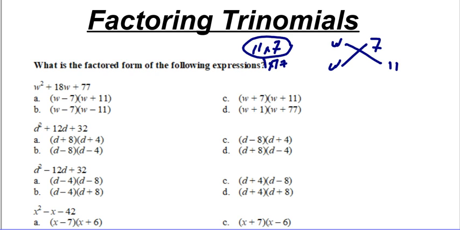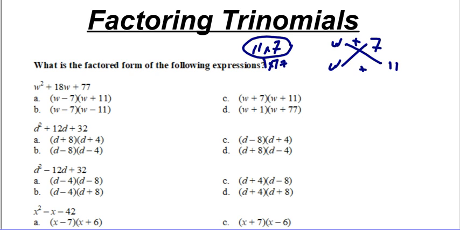The last term is positive. So the two signs must be the same. And equal the middle term. So it will be W plus 7 and W plus 11.